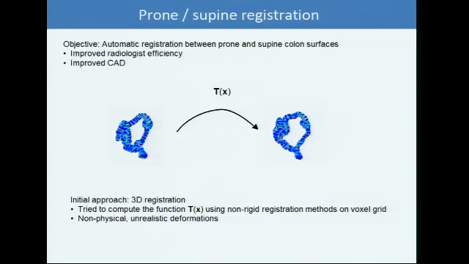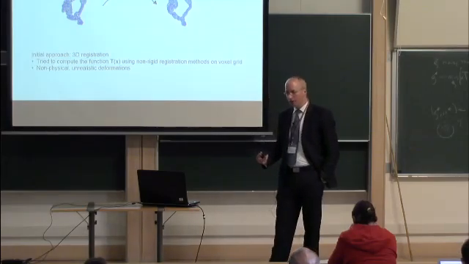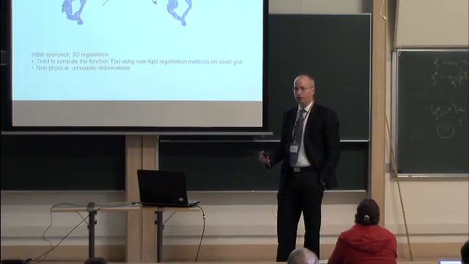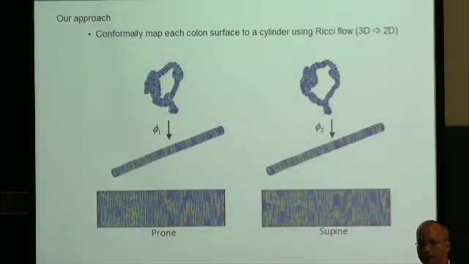This is actually a really challenging problem because the colon itself is a highly deformable, non-rigid object that changes shape quite severely as the patient is repositioned in the scanner. So our initial approach was just to use out-of-the-box medical imaging techniques. We tried to compute this transformation using non-rigid registration methods applied to the voxel grid. And unfortunately, this resulted in non-physical, unrealistic deformations that were not suitable for our task. So we needed a better way to register these surfaces of the colon.